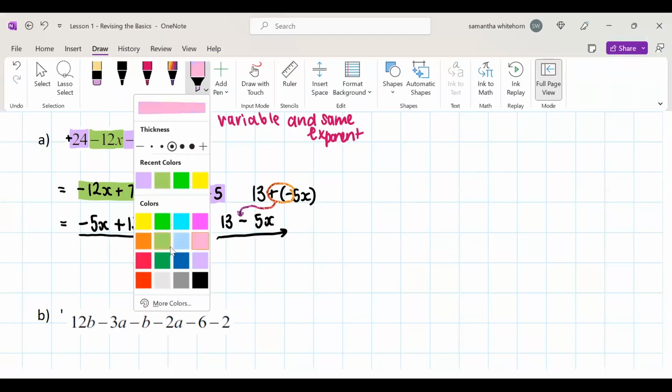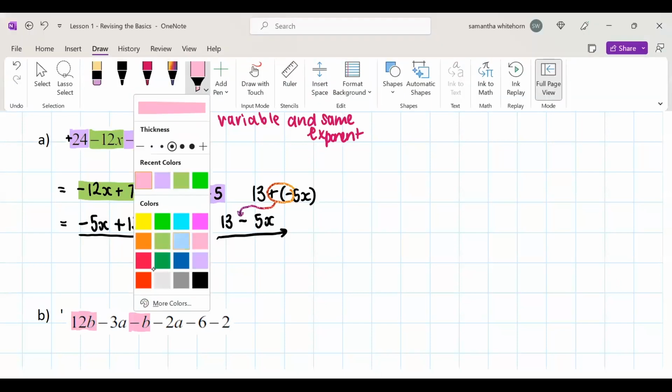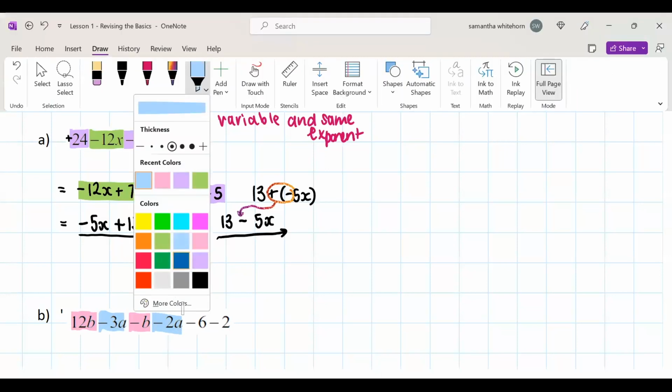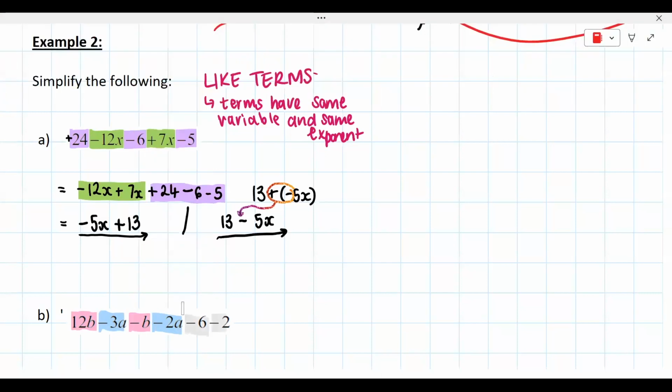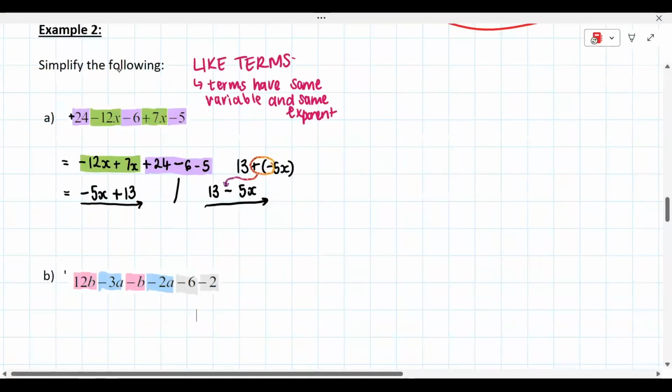Alrighty, so if we identify our like terms, I've got a B term, so 12B minus 1B, those are like terms that I've grouped together. I also have A terms, so minus 3A minus 2A, and then I also have my constant terms, the minus 6 and the minus 2. Again, if you want to group them together, that is absolutely fine. You don't have to, but I'm going to group them together just for those of you that need it.